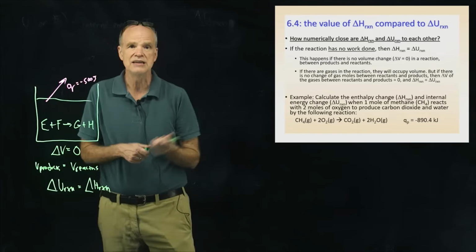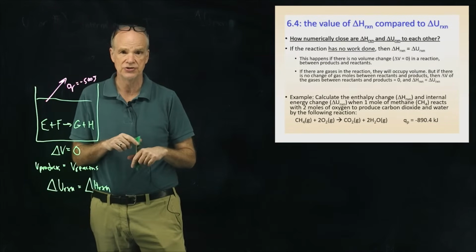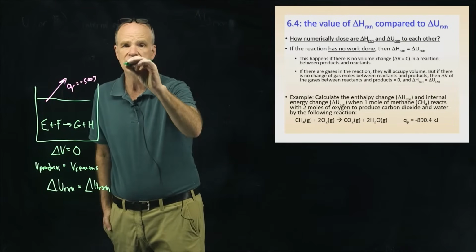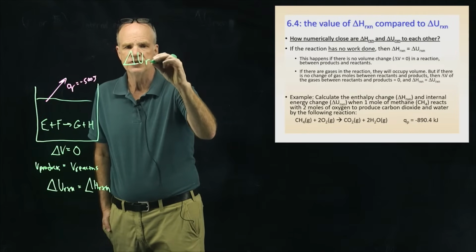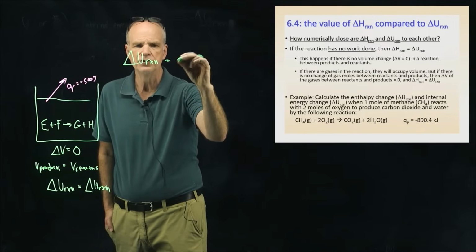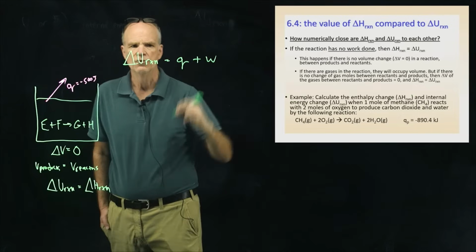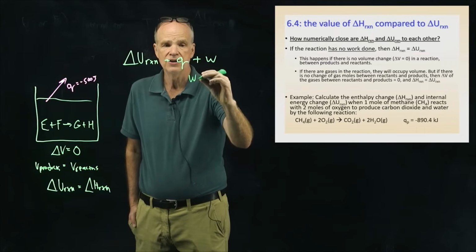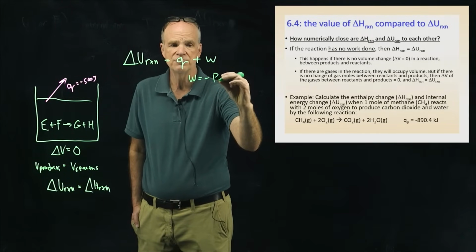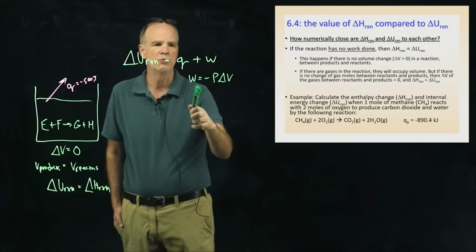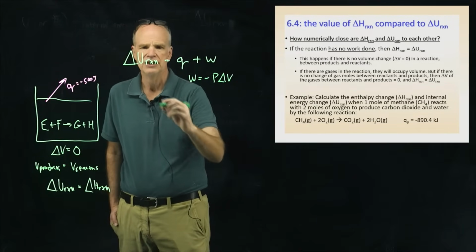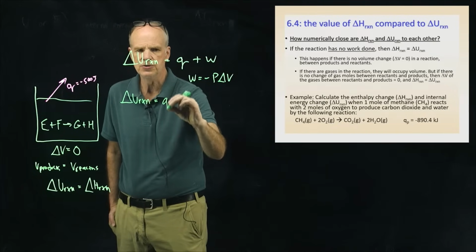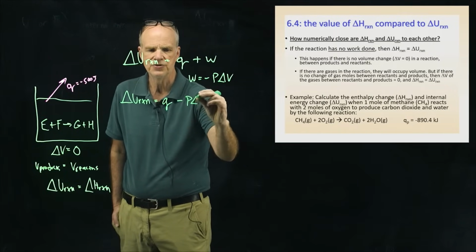Okay, how could it be that the change of enthalpy is going to be the same as the change of internal energy? Well, let's look at the formula for the change of internal energy of the reaction. The change of internal energy of the reaction is going to be equal to heat plus work. Now, maybe one of the things you learned earlier is that work is going to be equal to negative P, which is pressure, times the change in volume. And so we can substitute in negative P delta V for work. And so you can write this: the change of internal energy of the reaction is equal to Q minus P delta V.